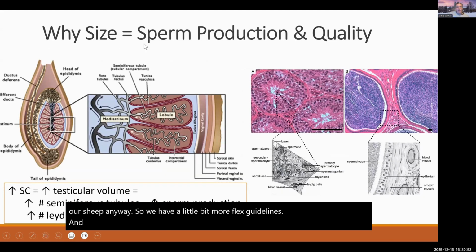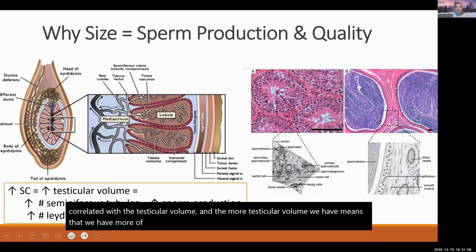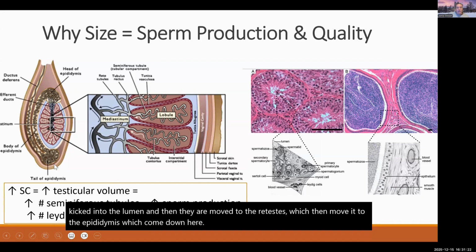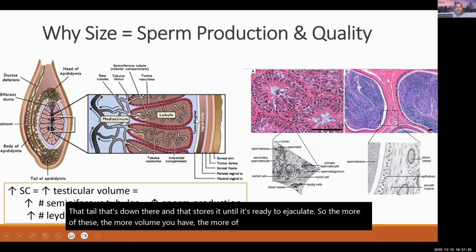And why do we want to focus on size at all? It's because the scrotal circumference is correlated with the testicular volume, and the more testicular volume we have means that we have more of these little seminiferous tubules. This is within the testicle, and these are directly what are producing sperm. So they're kicked into the lumen, and then they are moved to the rete testes, which then move it to the epididymis, down to the tail, and that stores it until it's ready to ejaculate.